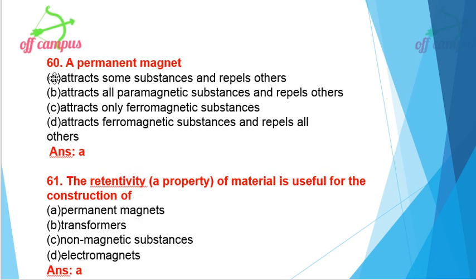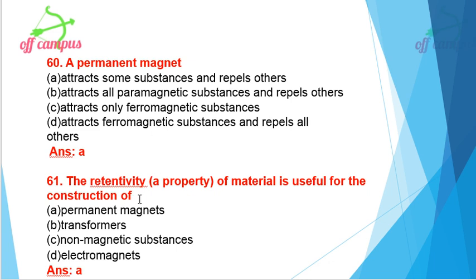Then question number 60, a permanent magnet. What is the property of a permanent magnet? Attracts some substances and repels others, attracts all paramagnetic substances and repels others, attracts only ferromagnetic substances, or attracts ferromagnetic substances and repels all others. So, which one is it? A permanent magnet attracts some substances and repels others. Option A is the right option.